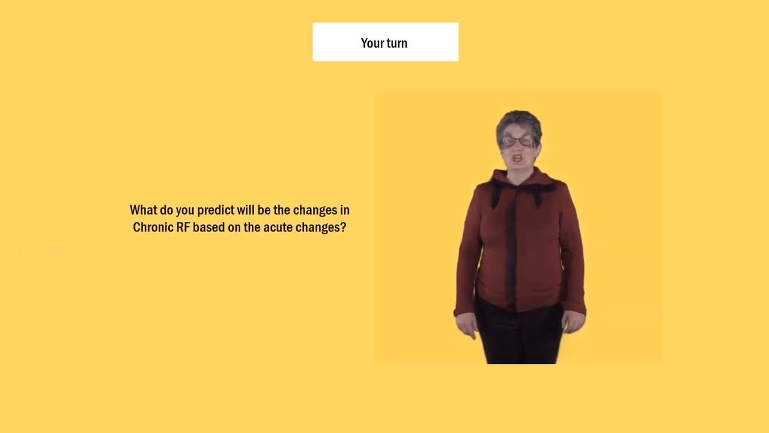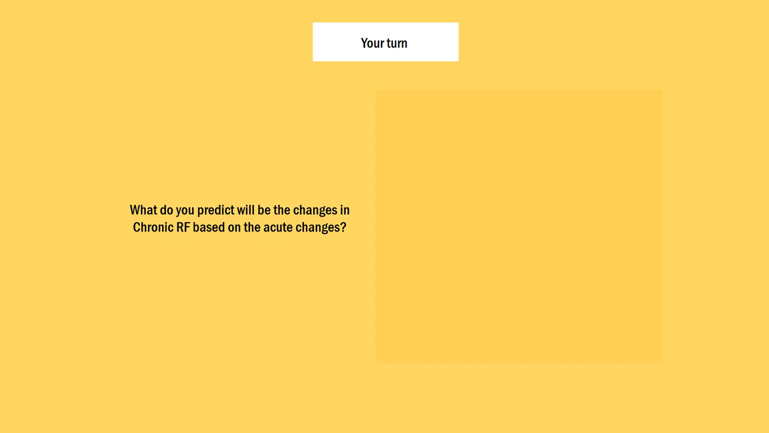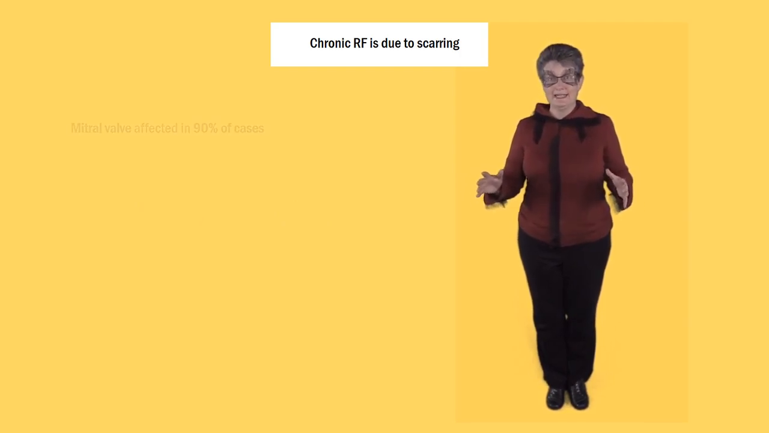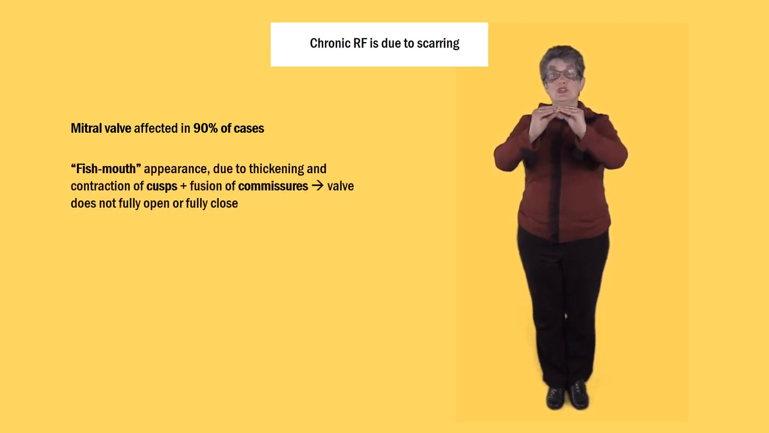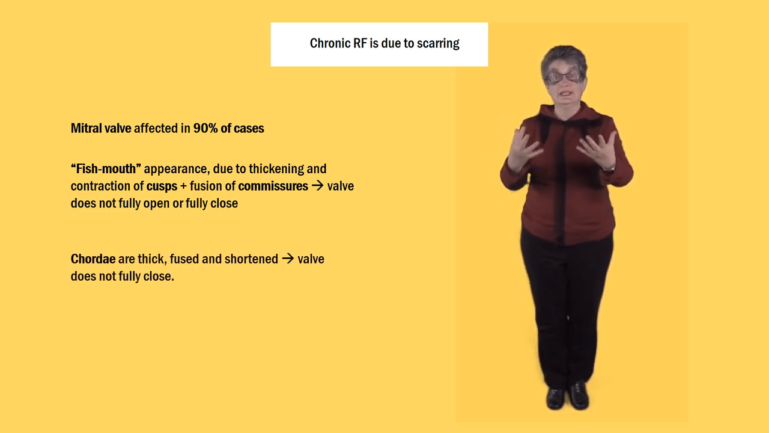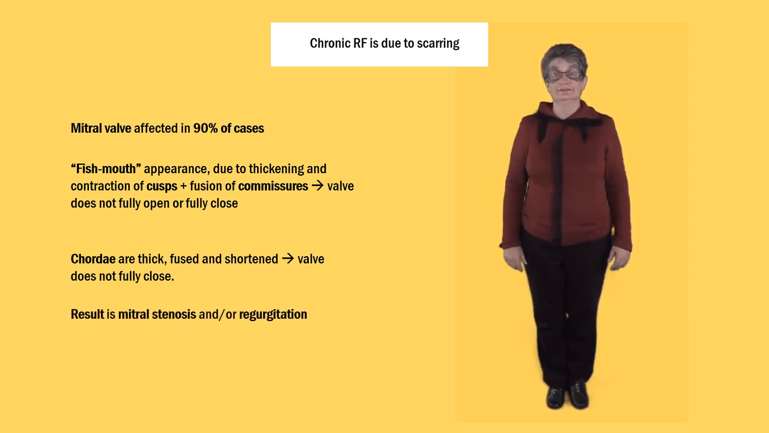What do you predict will be the changes in chronic rheumatic fever based on these acute changes? In chronic rheumatic fever, the problems are due to scarring. The mitral valve is affected in 90% of cases. It develops a kind of fish mouth appearance due to thickening and contraction of the cusps and fusion of the commissures. The valve neither fully opens nor fully closes, and the chordae are thick, fused and shortened, which means the valve doesn't fully close. The result is both mitral stenosis and regurgitation.